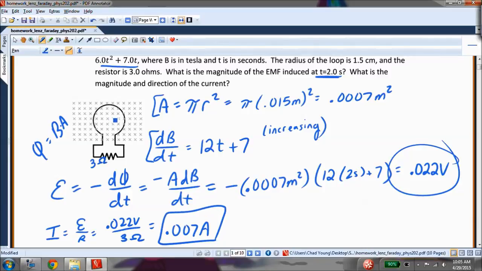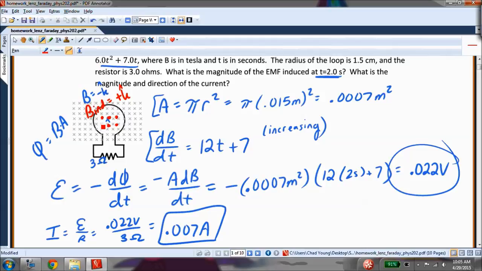Now I want to find the direction of it. Notice here that my magnetic field is into the page and it's increasing. So my magnetic field is in the negative K direction. The current that is induced will cause a magnetic field that opposes this. Because it's increasing, the magnetic field that's induced, I'm going to call this B induced, is going to be in the positive K direction.